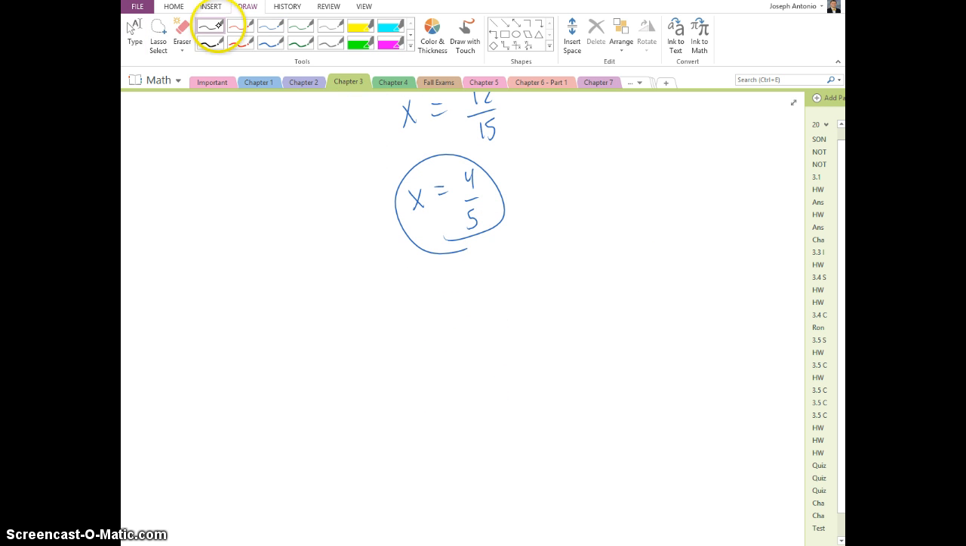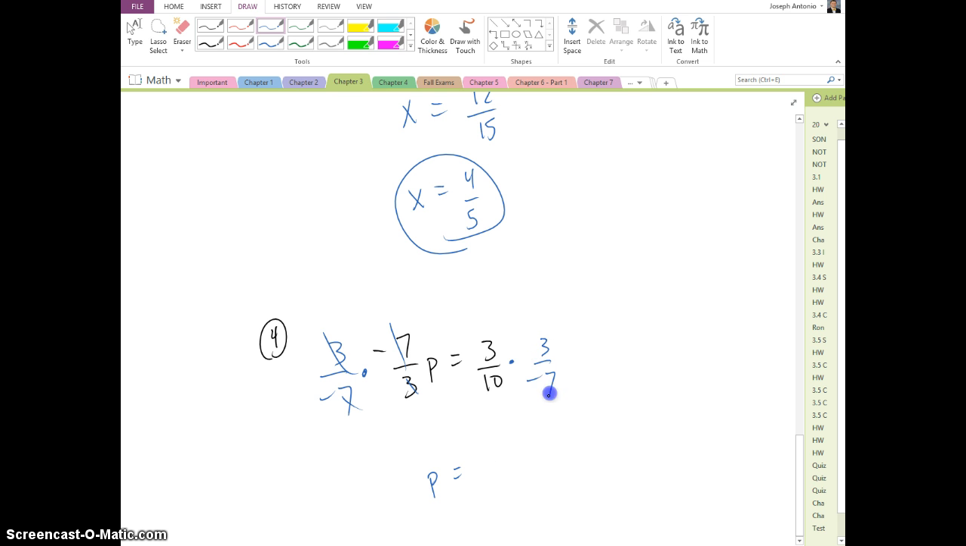I'll leave you with one more example, and you can feel free to pause this to restart it. Let's say we have negative 7/3 p equals 3/10. Again, we're going to multiply by the reciprocal to get rid of this. These cancel out. We're left with p. Multiply by the reciprocal over here. 3 times 3 is 9. 10 times negative 7 is negative 70. And that's how you solve equations by multiplying fractions.